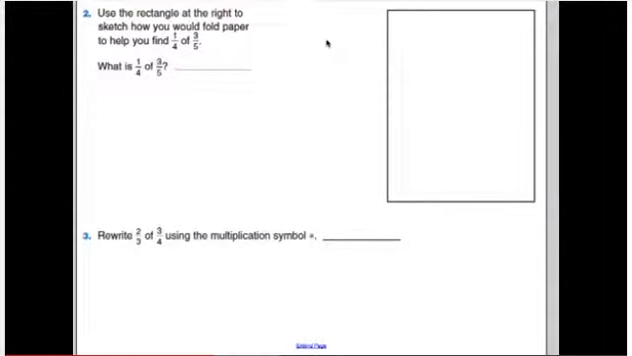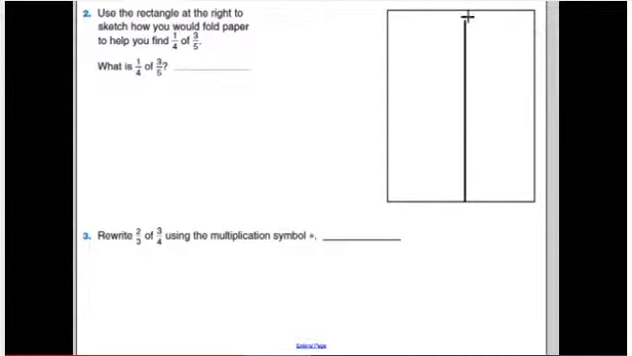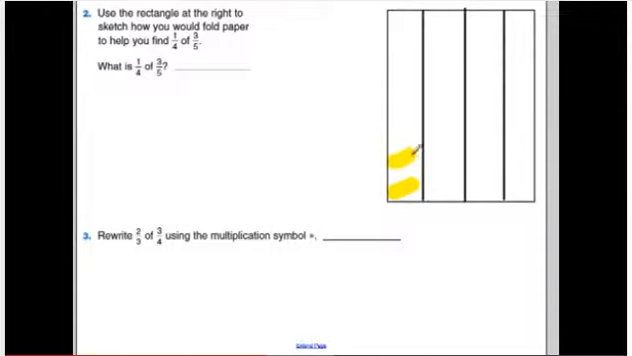Okay, so this is on your journal page 264, and you should be working this in your journal, okay? Let's use the rectangle at the right to sketch how we would fold paper to help us find 1/4 of 3/5. What is 1/4 of 3/5? Okay, so first, let's do that problem. We need to make fourths. You should be making yours in your journal right now. And we need to shade 1/4. Shade it in one direction.